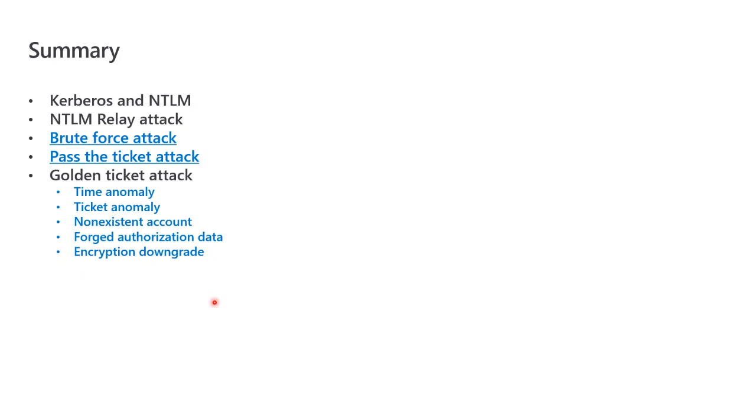Okay, so what we did today, we learned how Kerberos and NTLM work. We talked about all these attacks and we demonstrated most of it thanks to Andrew. We talked about NTLM relay attack, brute force attack, pass the ticket, and golden ticket. As you can see here, Azure ATP has five different flavors of golden ticket attack detection. We demonstrated one in the Azure ATP console, but you have more coverage and protection.